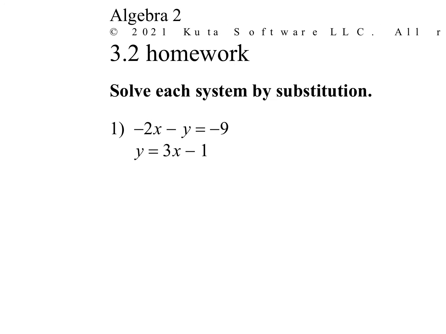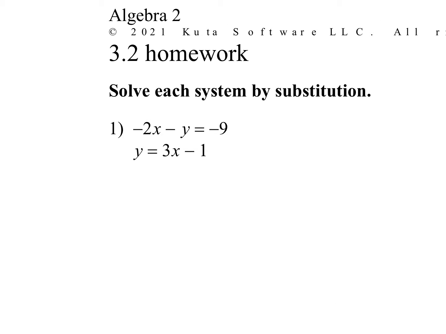So just looking at the odd ones, let's start with number 1. Tara, what should I do first? Plug in the x. So plug this in for which one? Am I plugging it into the x or into the y? Into the y. Because this is y equals, so I need to replace y with that. So I have negative 2x minus (3x minus 1) equals negative 9.